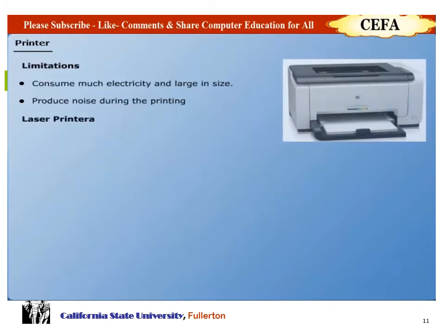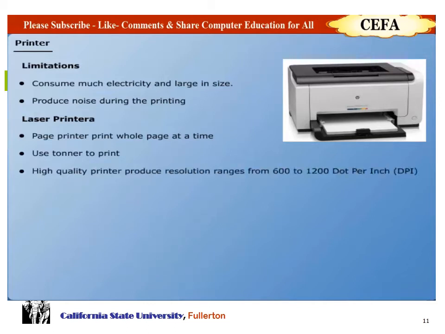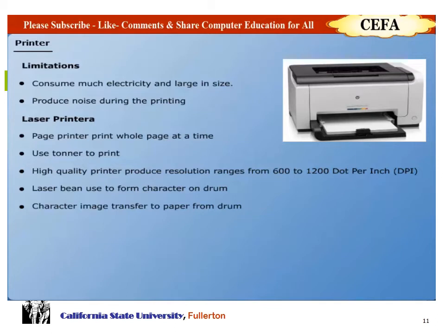Laser printer. Laser printers are called page printers that print one page at a time. The laser printers use toners to print the desired characters. They are also capable of printing high-quality graphic images with resolution ranging from 600 to 1200 dpi. To print a character, the printer sends a laser beam to a rotating drum to form a character on the drum and then transfers the character image on paper.